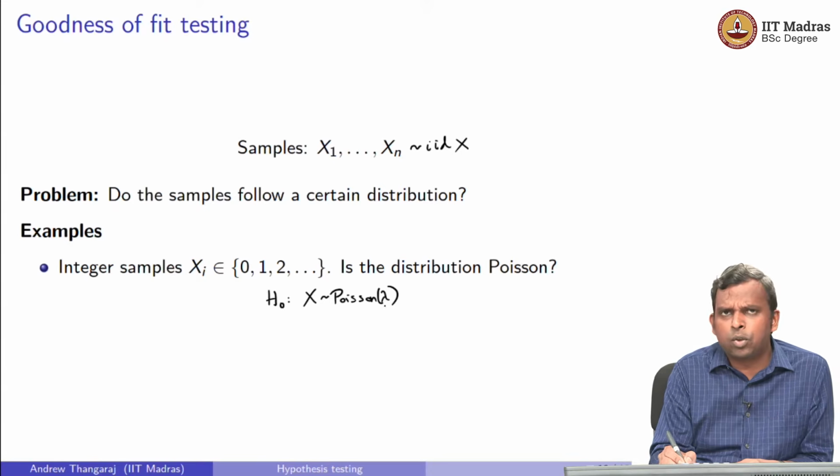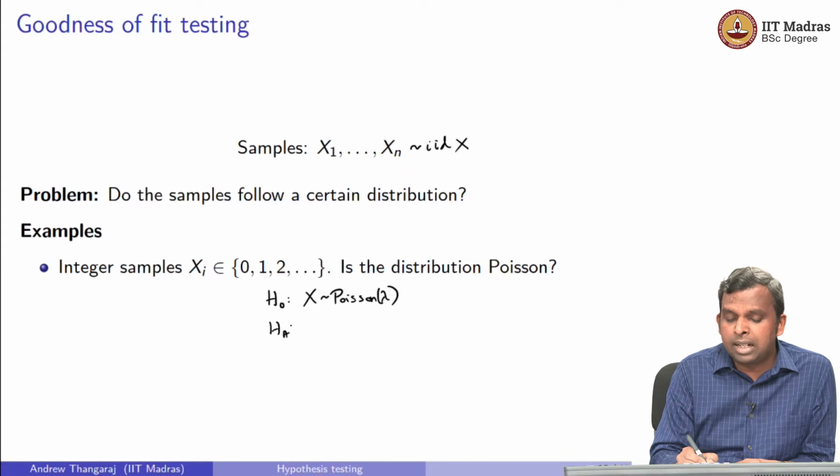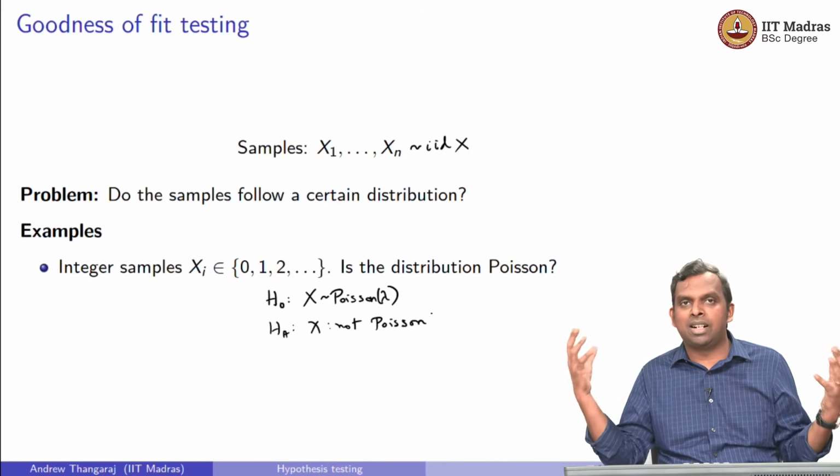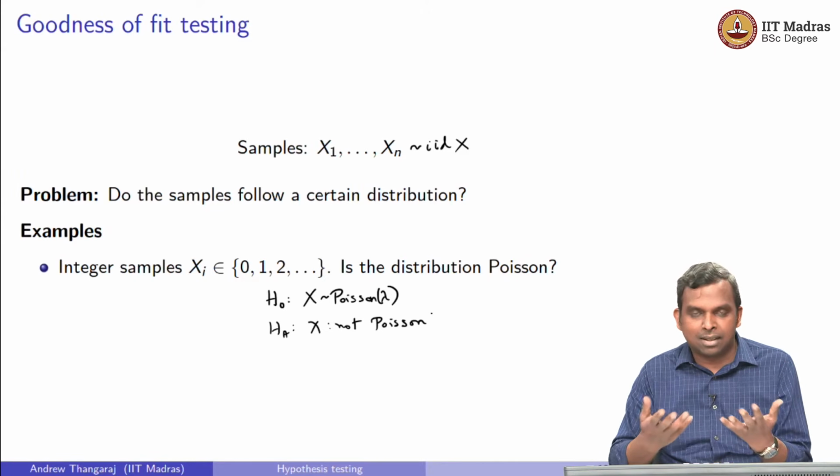Okay, for some lambda. It could be any lambda. I don't care what the lambda is, but the null hypothesis is that it's Poisson lambda. What will be the alternative hypothesis? X is not Poisson. Okay, so this looks a little bit bizarre. You know, the alternative, not Poisson. It's like anything else, right? So yeah, very big alternative hypothesis set, but that's the hypothesis.